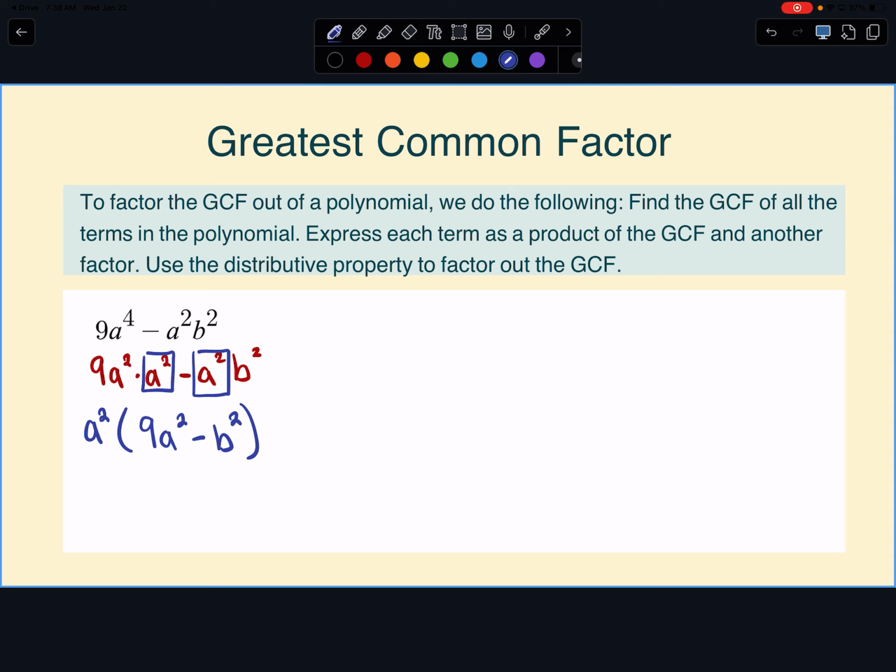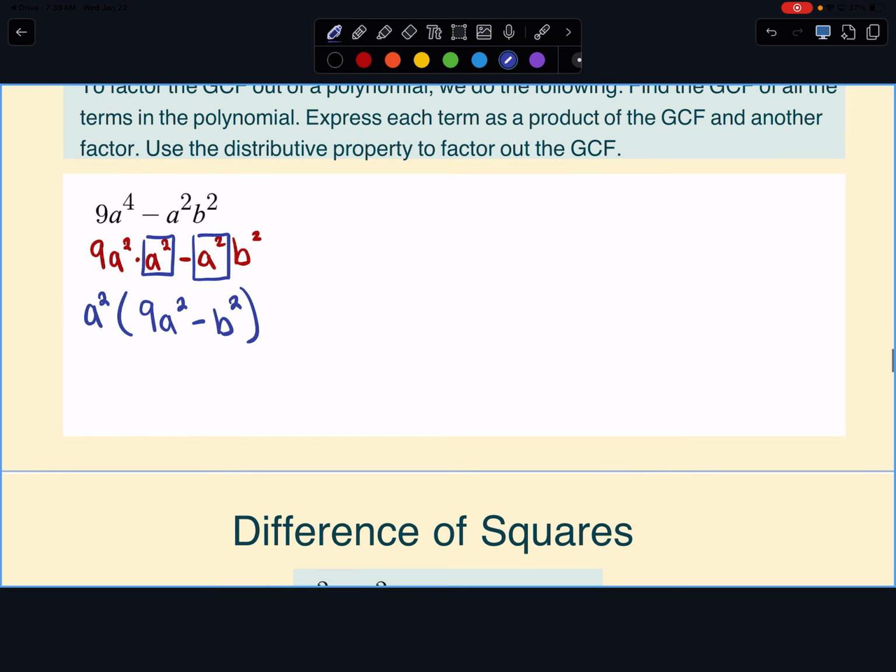And really what we're doing there is division. We are dividing each term by something and multiplying by it on the outside to keep the expression equal. Okay, so that's the greatest common factor. Beyond that, this could even factor down a little bit further using a structure we call difference of squares, because 9 is a perfect square, a squared is a perfect square, and b squared is a perfect square.